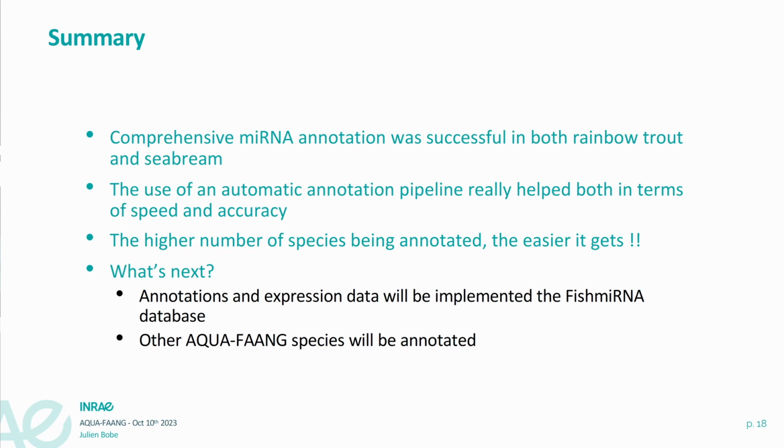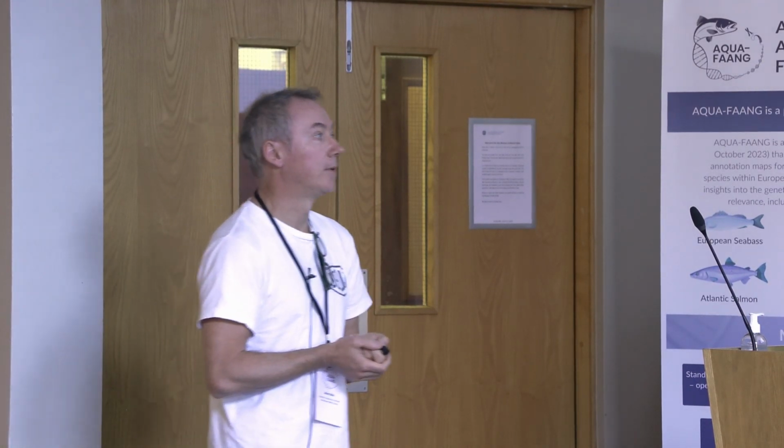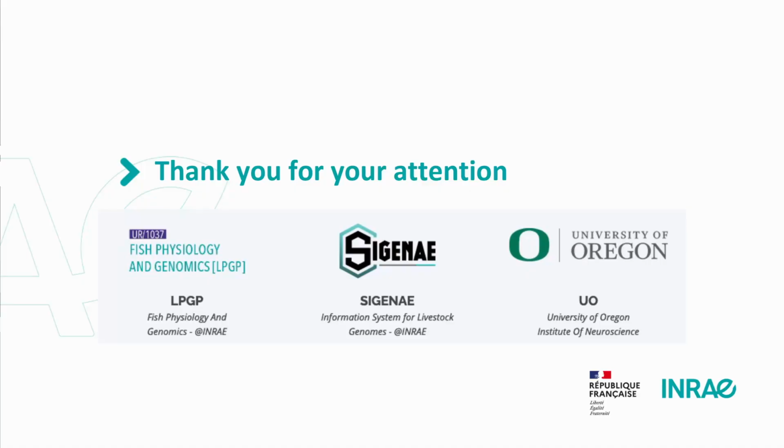So, what's next? We will use this annotation and expression data to implement the fish microRNA database. Well, mostly the body maps actually, and we will also annotate the other AQUA-FAANG species the same way. Probably carp is going to be more difficult, but for the regular TGD species, it should be pretty straightforward. And that's it.